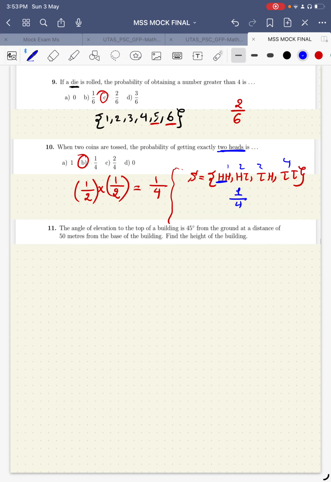Before we continue to find the mathematical solution for this one, let's visualize the situation. I know elevation means someone is looking up at the top of something. So here's going to be someone. He's looking at the top of what? Of the building.